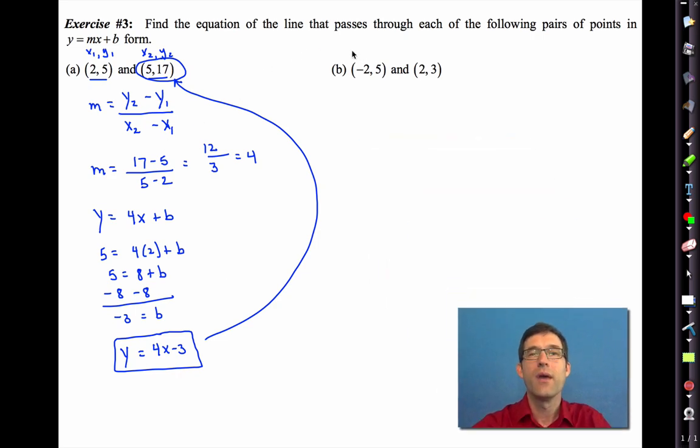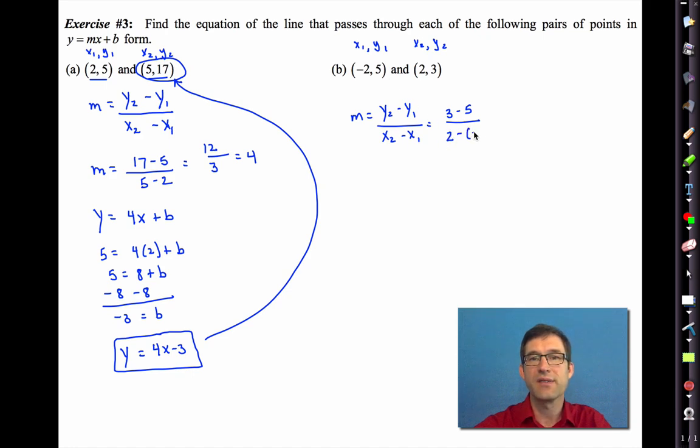All right, let's go through it. Again, I'm going to call this one x1, y1, this one x2, y2. My slope now, y2 minus y1 divided by x2 minus x1. 3 minus 5, right? Be very careful here. 3 minus 5 is negative 2. Remember, when we subtract a negative, it becomes a positive, so 2 plus 2 is 4. I can now divide both top and bottom by 2, and I'll find that my slope is negative 1/2.